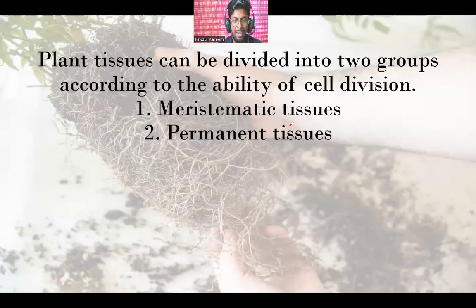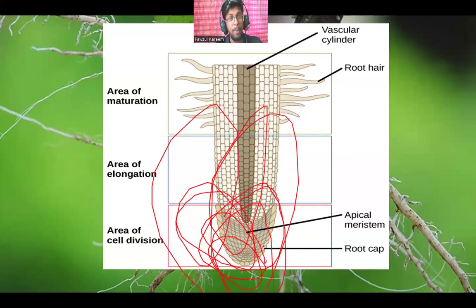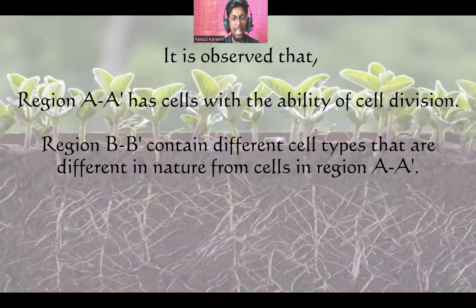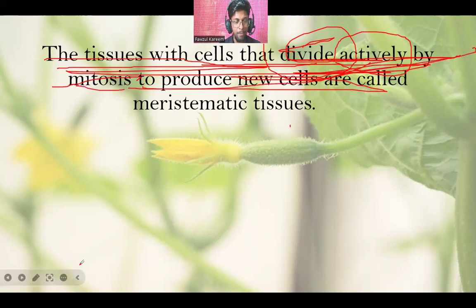Hey, listen. Here, what happens to this part? They divide, and they produce new cells. They divided, and new cells came. So that's all. That's what the definition is telling here: the tissues with cells that divide actively by mitosis to produce new cells.